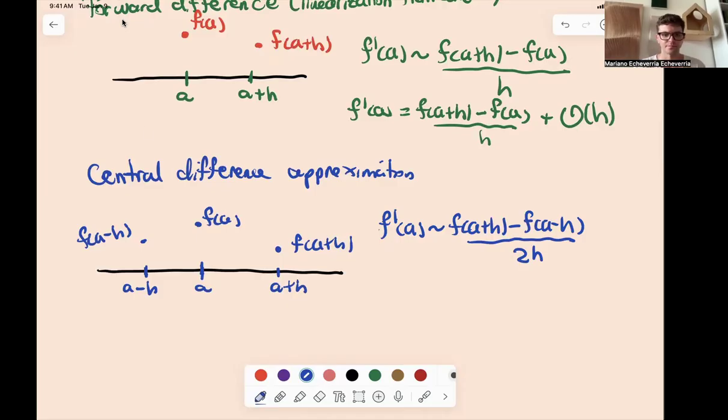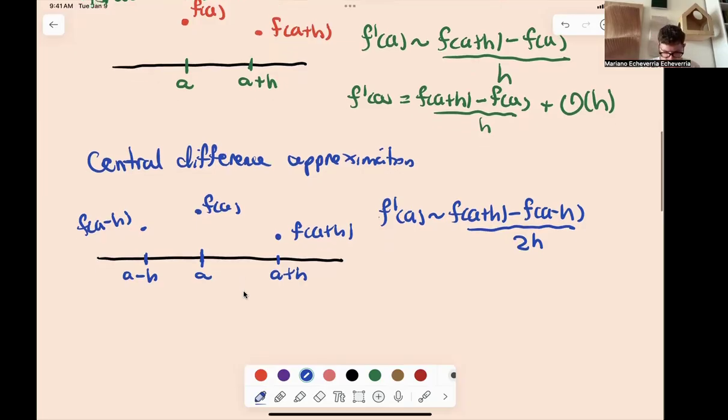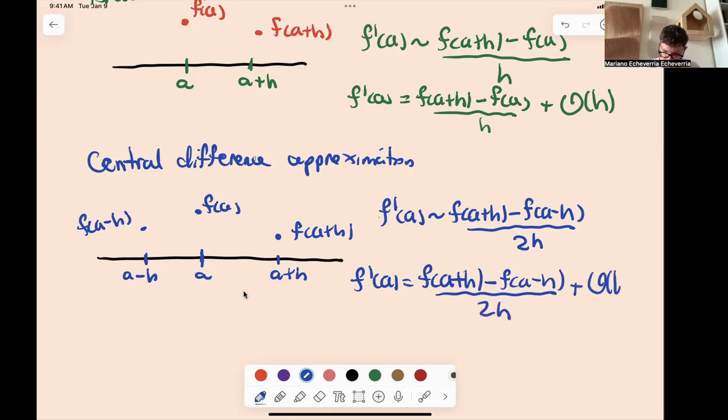And kind of, and then here the idea is that, again, that's kind of like the approximation that you would use if you wanted to see it more like as an equality. The way to write it as an equality is to say that f prime of A would be f of A plus H minus f of A minus H divided by 2H plus O of H squared.